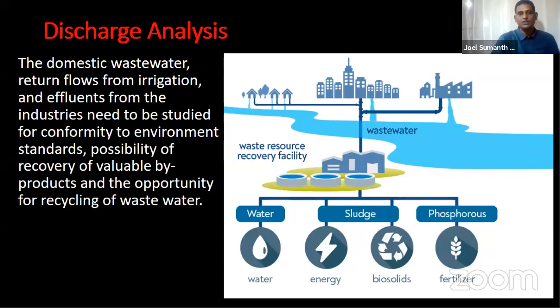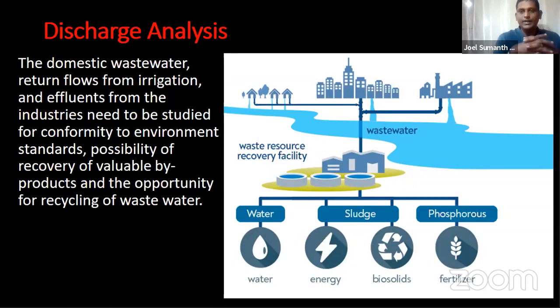Through sewage lines. So that is one thing, wastewater. And the second thing we have already discussed, that is through leakages. So this is called discharge analysis. When you say discharge analysis, you identify at every service point what is the amount of wastewater and what is the quality of the wastewater that is going out.